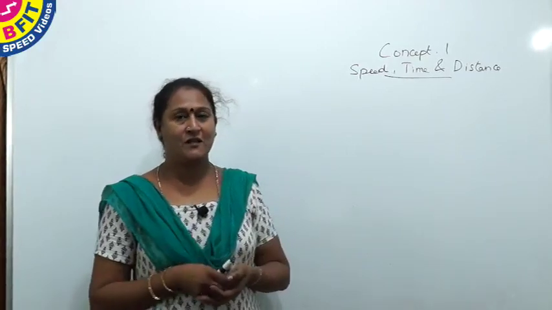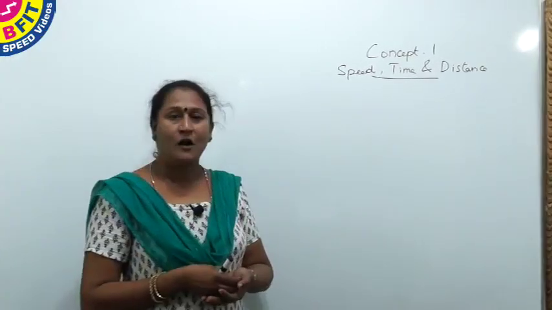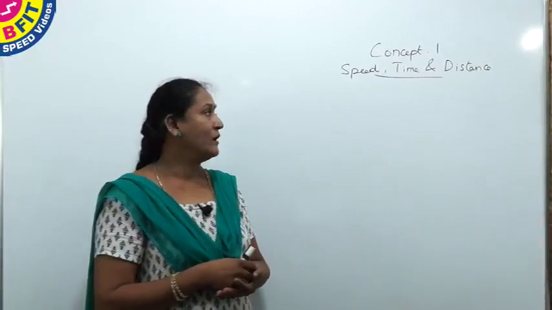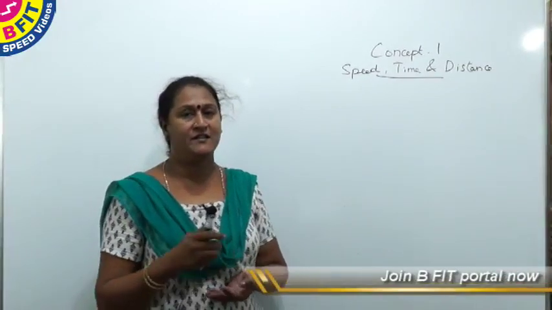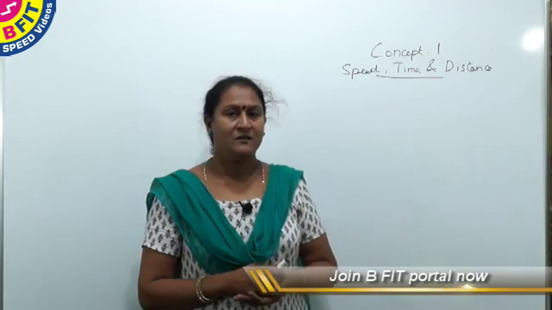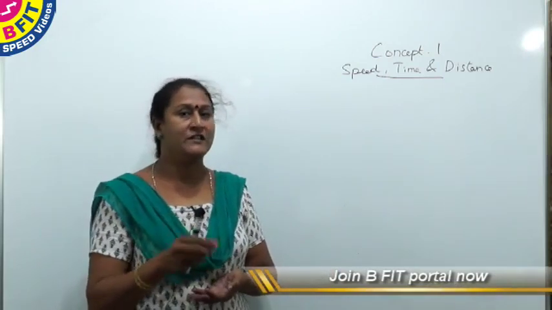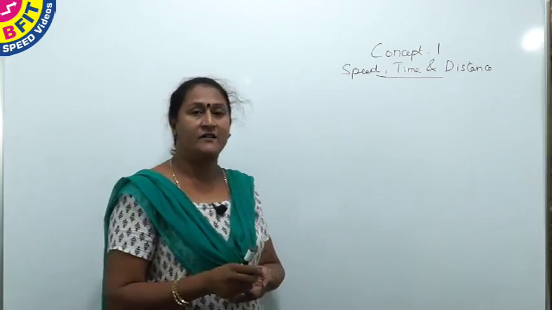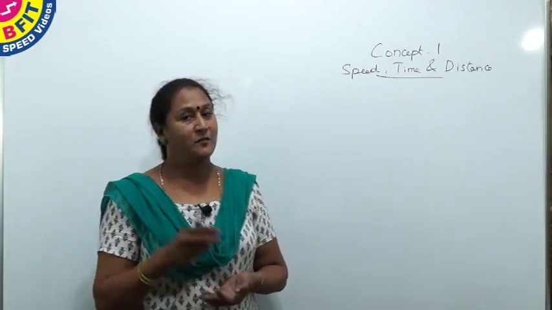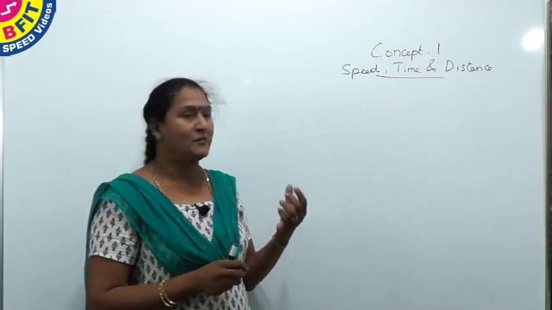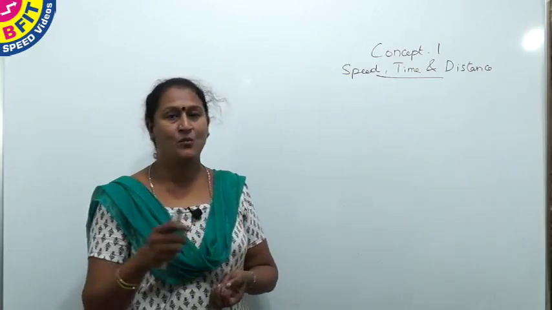So we'll see the first concept. So what is speed, how to calculate speed, or how to calculate time taken and distance covered. So what is speed? Speed is the distance covered by a person in 1 hour. If it is in kilometers per hour, it is the distance covered in 1 hour. If it is in meters per second, it is the distance covered by the person in meters in 1 second.